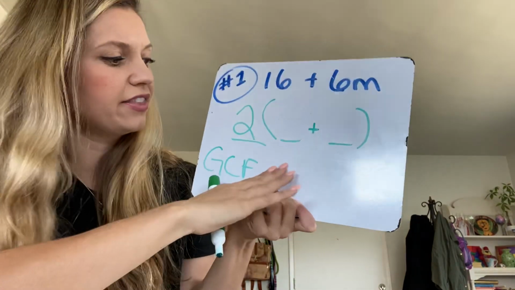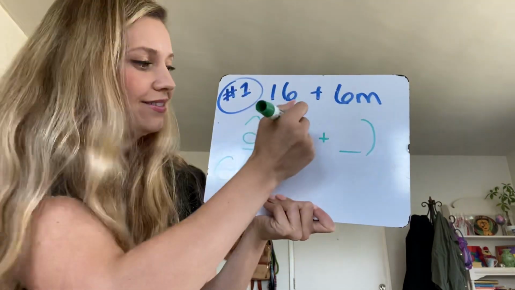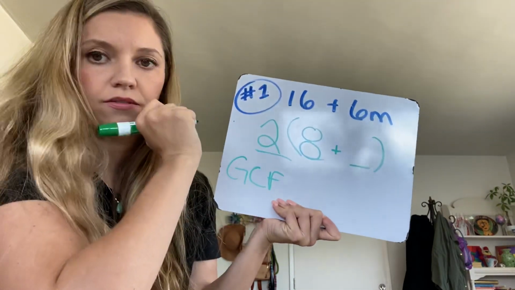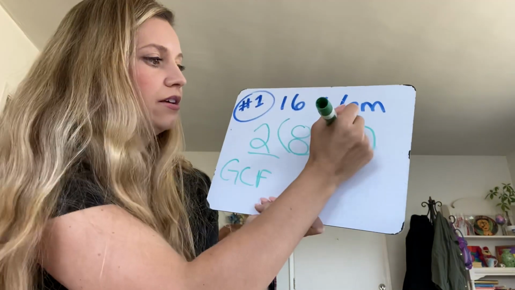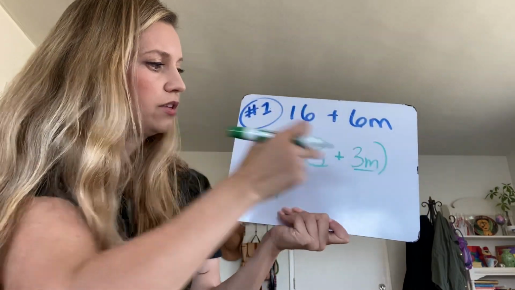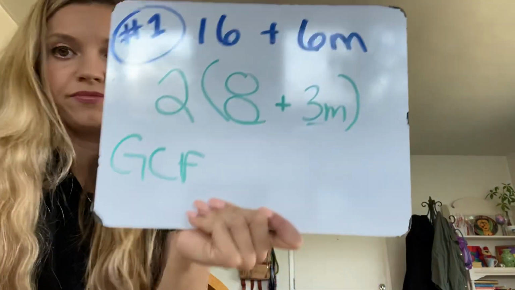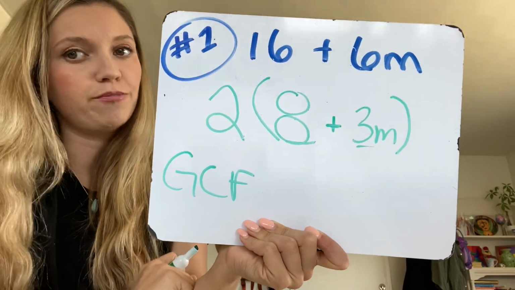Now, think about it like this. How did you get from 2 to 16? Times 8. So we put an 8. How did we get from 2 to 6? Times 3. Keep your m with you. And that, folks, is your answer. That's what your answer will look like. It's just putting it inside of the parentheses for distributive property.